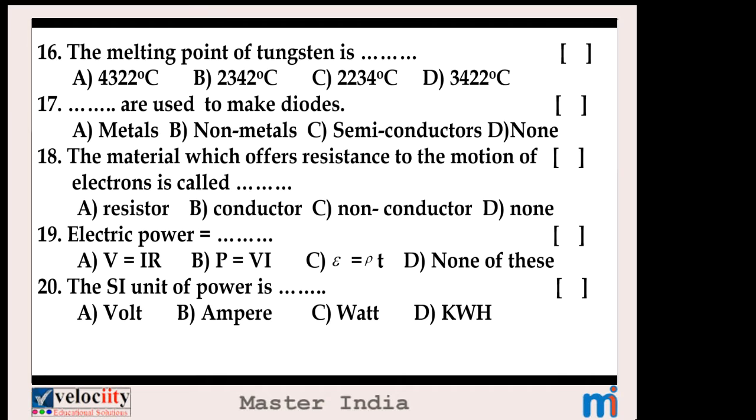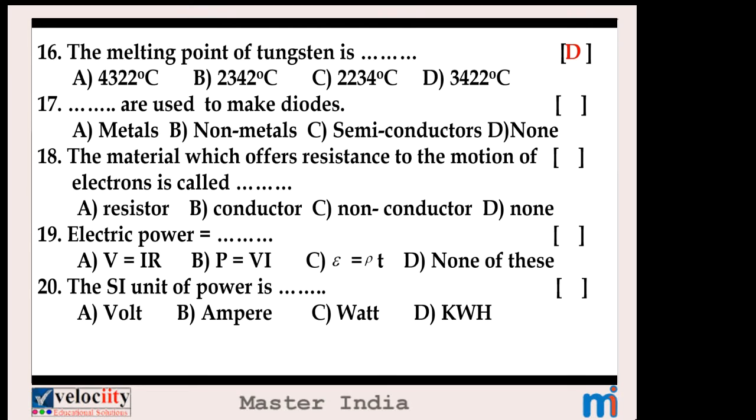16. The melting point of tungsten is A, 4322 degrees centigrade. B, 2342 degrees centigrade. C, 2234 degrees centigrade. D, 3422 degrees centigrade. Correct answer is option D, 3422 degrees centigrade. That is, the melting point of tungsten is 3422 degrees centigrade.